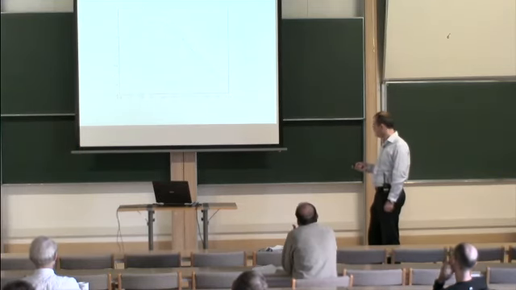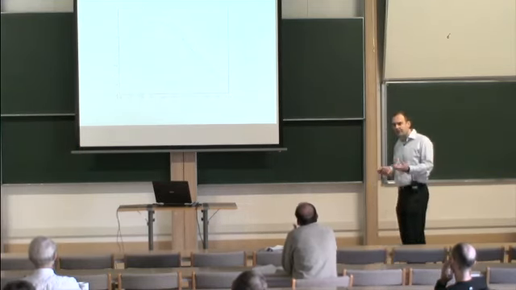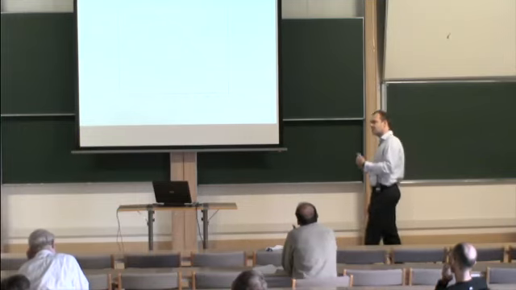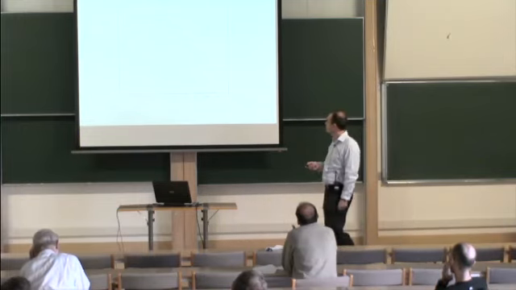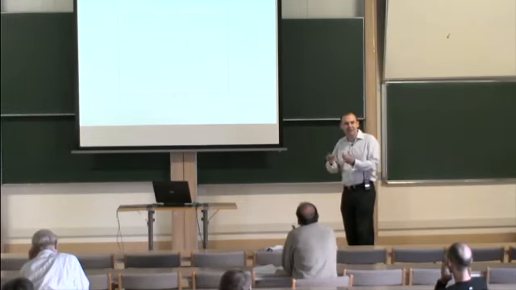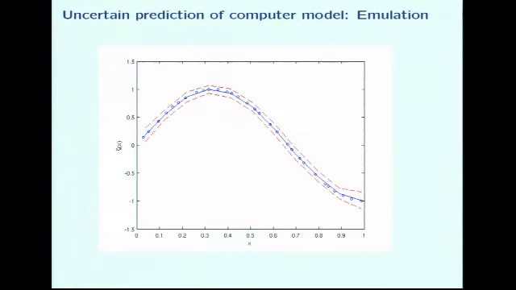I can show you also, as a result of that, an emulator or a prediction. Actually, here is the combination of an emulator and some bias. I'll come back to this. So this is the uncertain prediction because there's uncertainty in the theta itself, and there's uncertainty in the associated parameters. So as a result, you get some confidence bands.